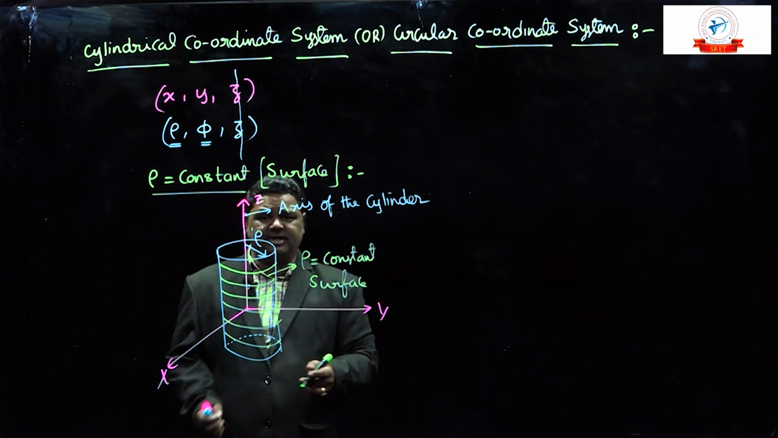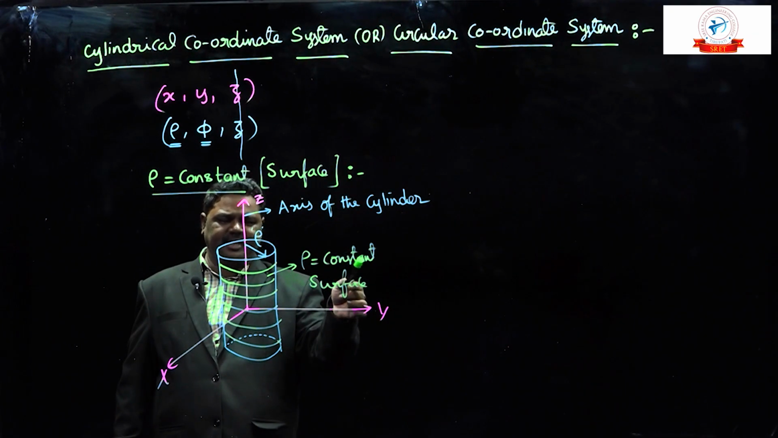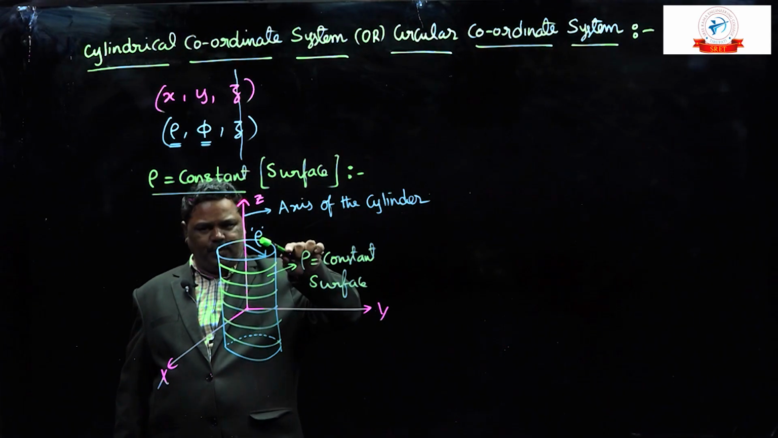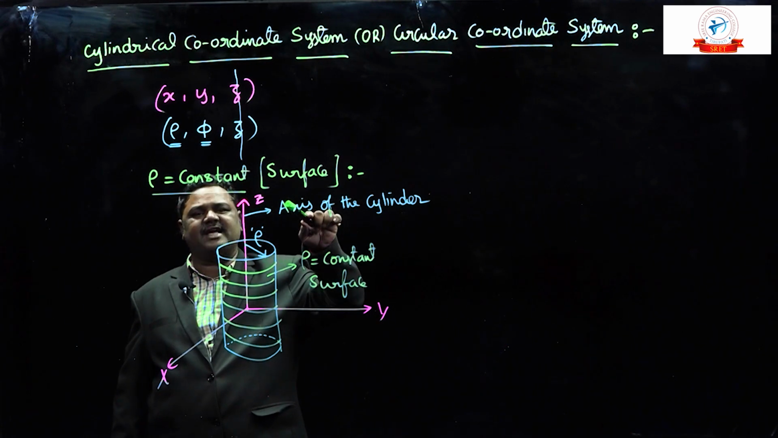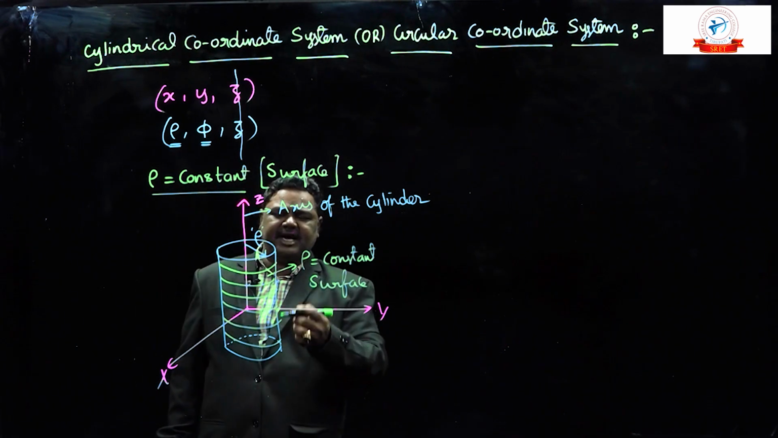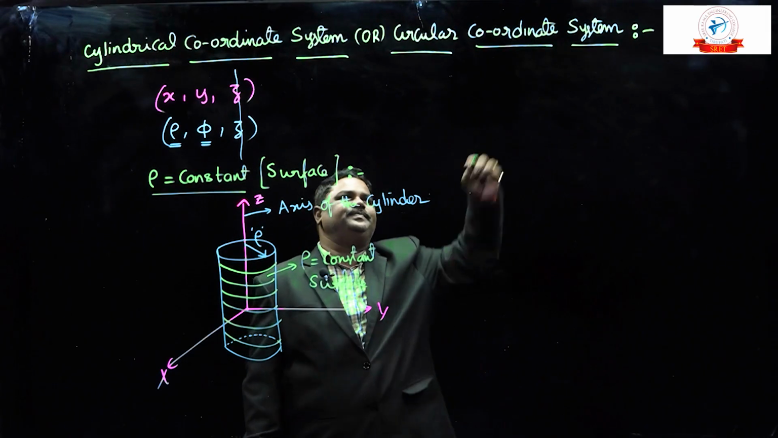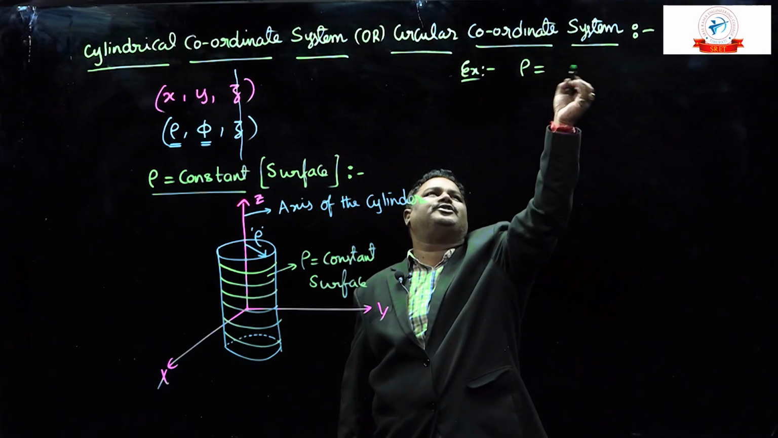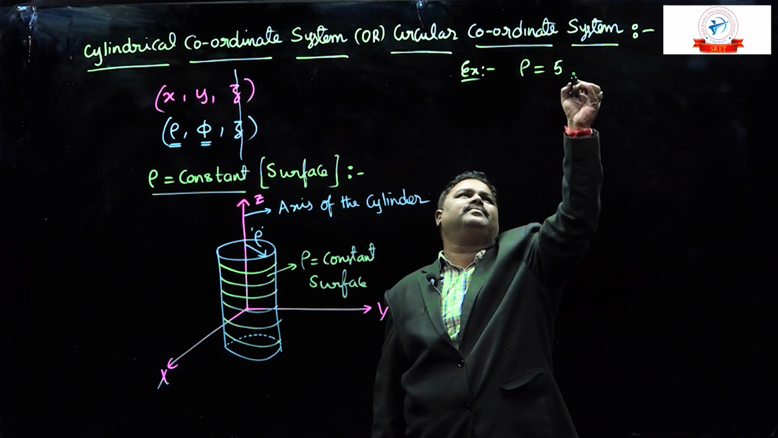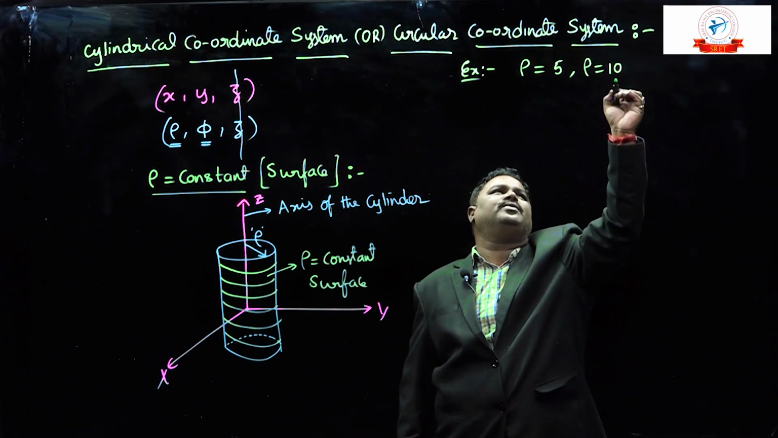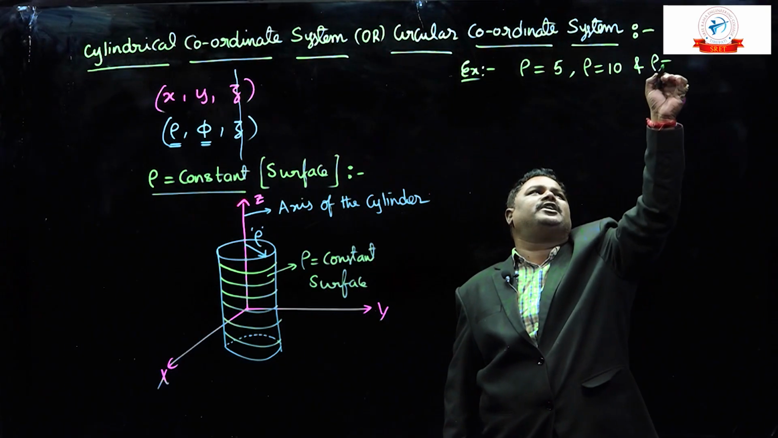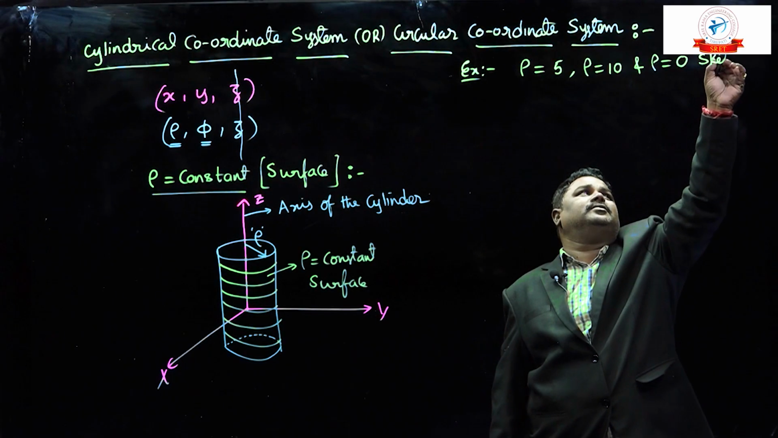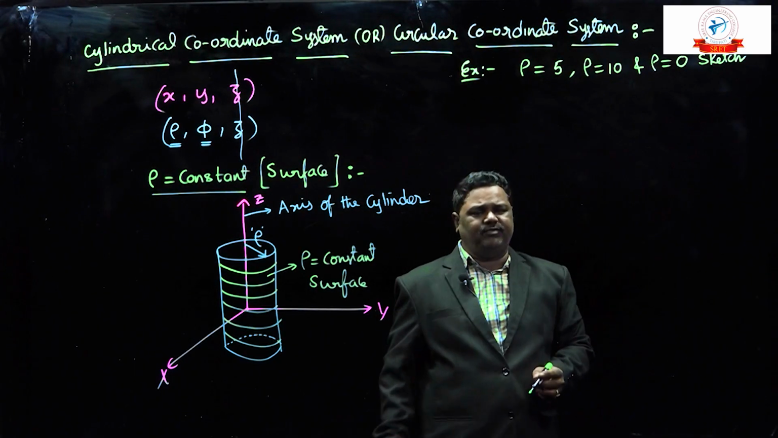That means, simply once again, rho is equal to constant is the entire surface of a cylinder, when the radius is rho and the Z axis acts as the axis of the cylinder. Let me explain with examples. What is meant by rho is equal to 5, rho is equal to 10, and what is meant by rho is equal to 0? Let us sketch the diagram for them.